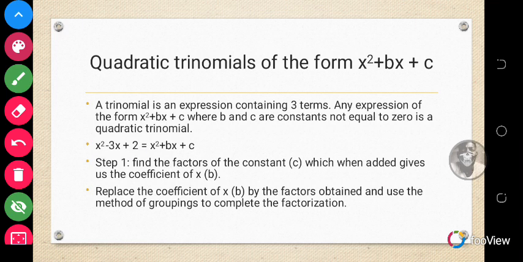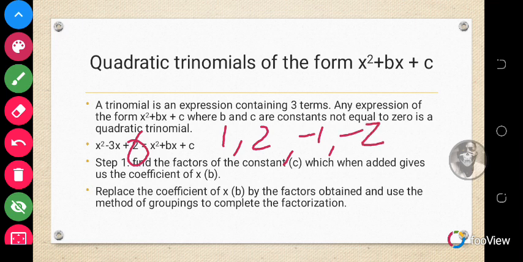If you want to factorize a quadratic trinomial, first and foremost you have to find the factors of the constant c, which is the same as finding the factors of 2, which when you add give us the coefficient of -3. So let's take it slowly. You find the factors of 2. What are the factors of 2? We have 1, 2, -1, and -2.